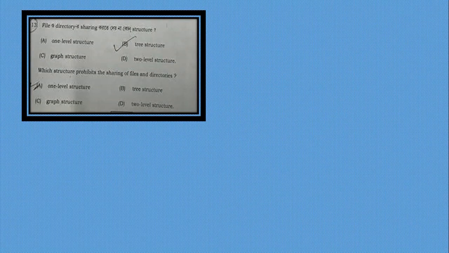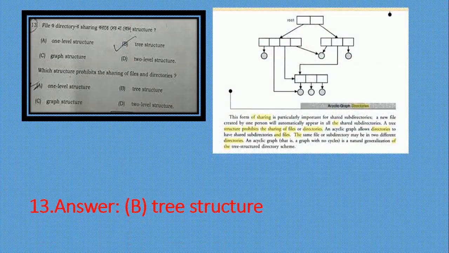Which structure prohibits the sharing of files and directories? This is a simple question, tree structure. Option B.